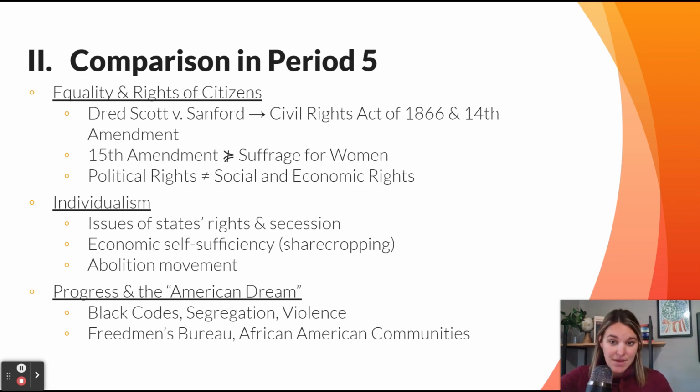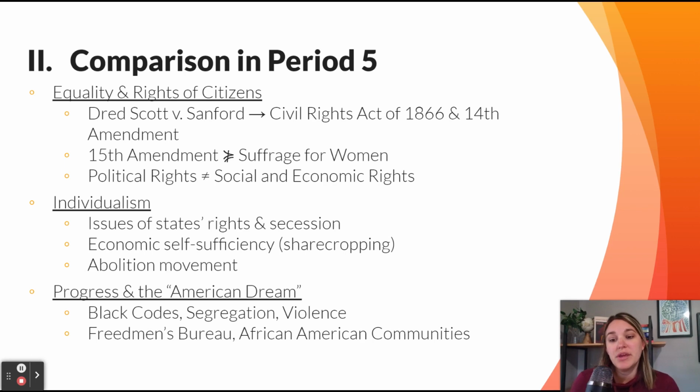However, the 15th Amendment did not lead to suffrage for women. And so this would be something that we could see, that the Civil War did not impact suffrage for women. And then we could also break it down looking at how political rights did not equal social and economic rights. And so thinking about equality and the rights of citizens, the Civil War did impact this value. We see it increasing in some ways, but not in others.